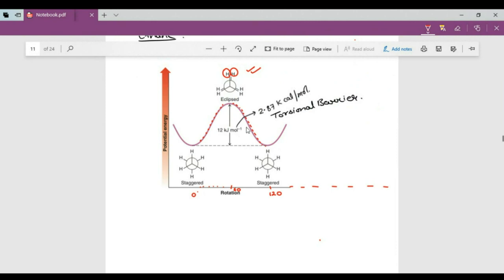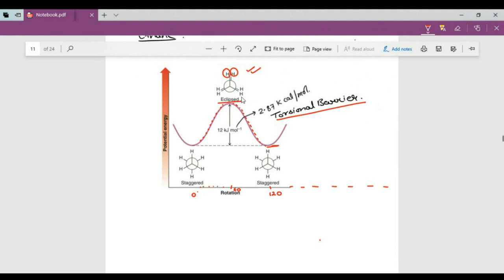Correct? Now see, here I have written the word torsional barrier. What is the torsional barrier? Torsional barrier is the energy difference between the most stable and the other conformer that we are seeing.